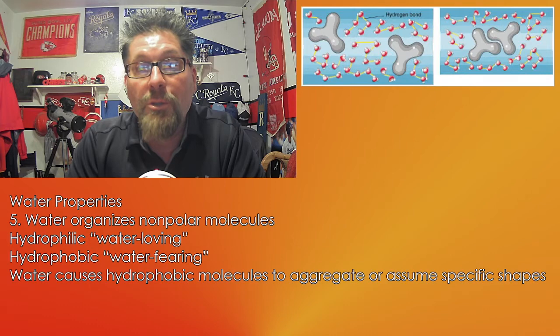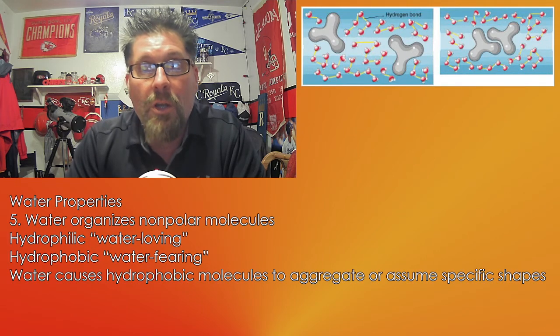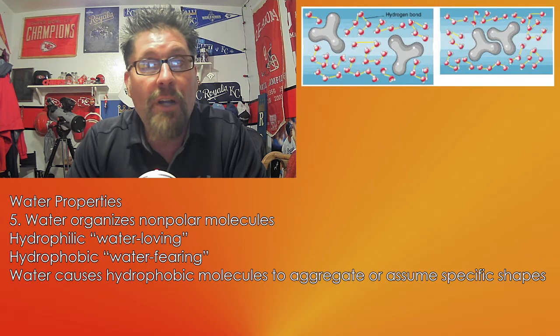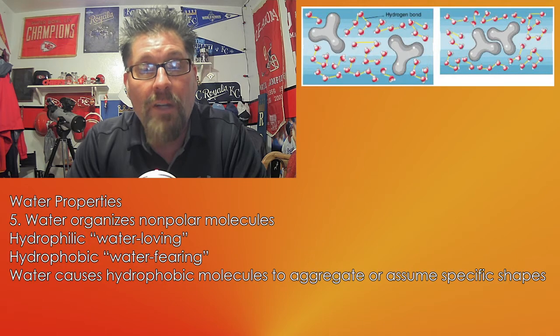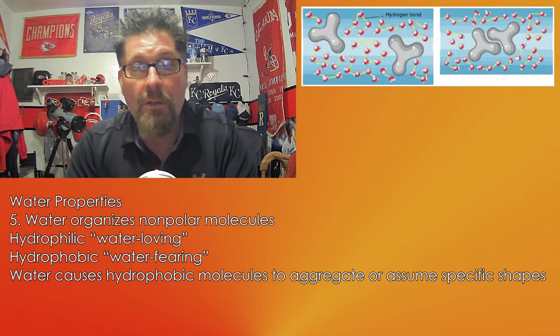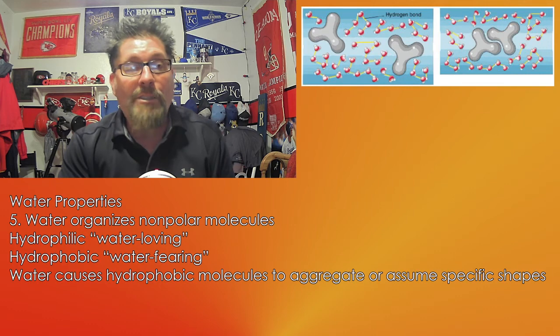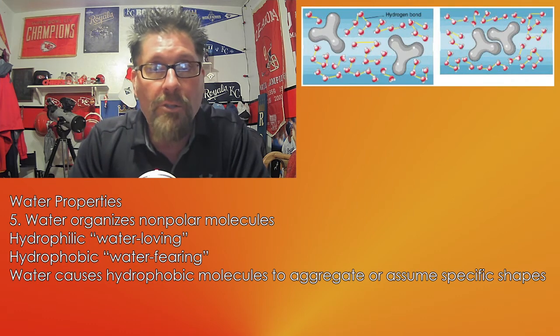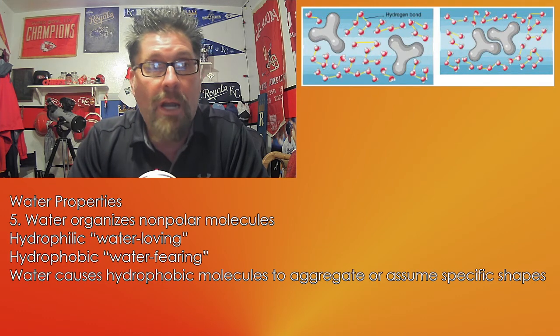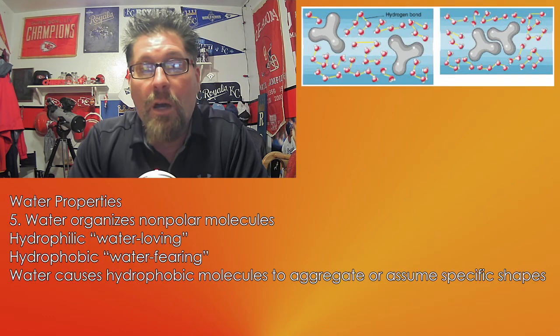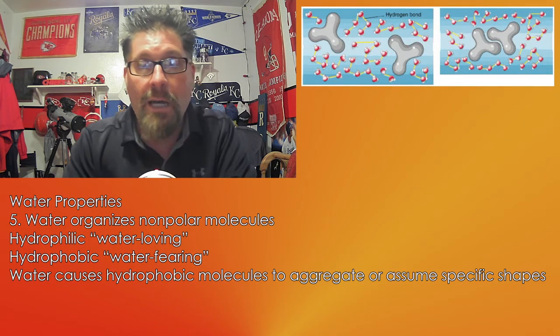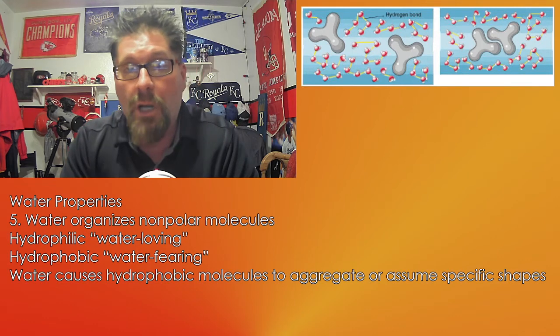When it comes to the fifth property of water and how water organizes non-polar molecules, and we say the word organize, we're talking about affecting its location, affecting its availability, and affecting its overall shape. We know if we take a glass of water and we pour some oil into it, it doesn't just spread out like it would like to. Water kind of pushes it on the side and gives it a general overall shape.